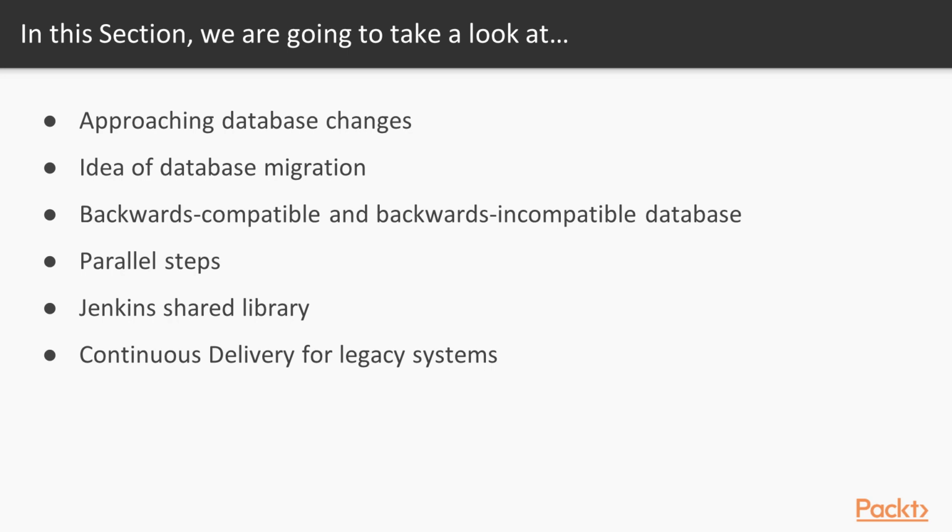Moving on, we will be exploring different approaches to backward-compatible and backward-incompatible database updates. Then we will be using parallel steps in the Jenkins pipeline and creating a Jenkins shared library. Finally, we will be introducing continuous delivery for legacy systems.